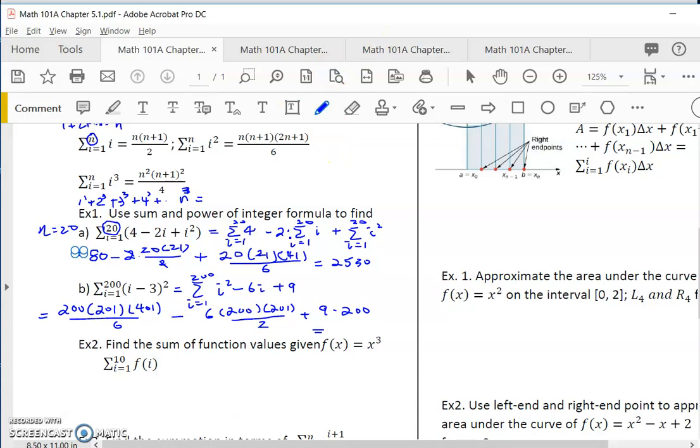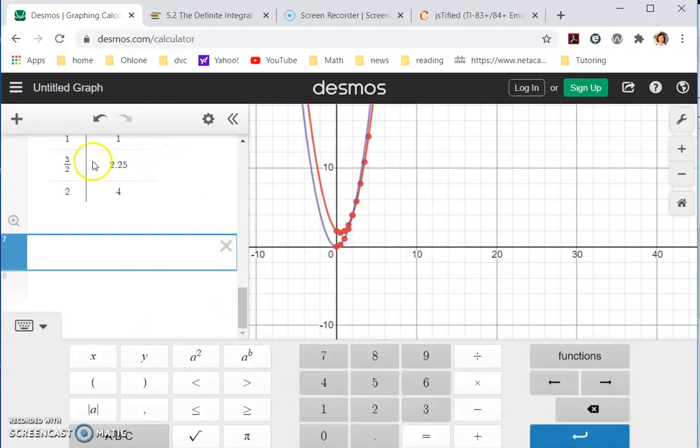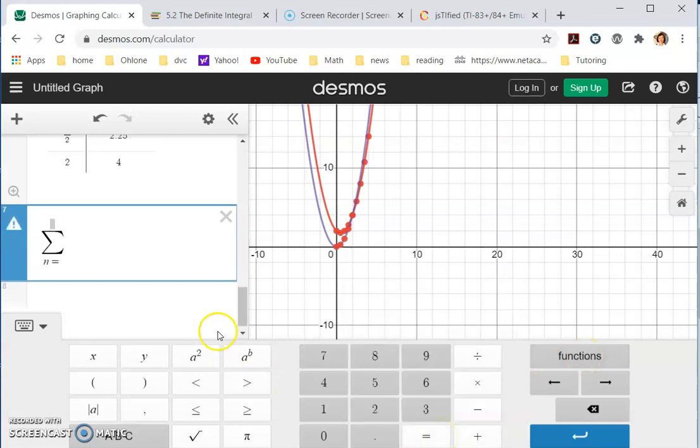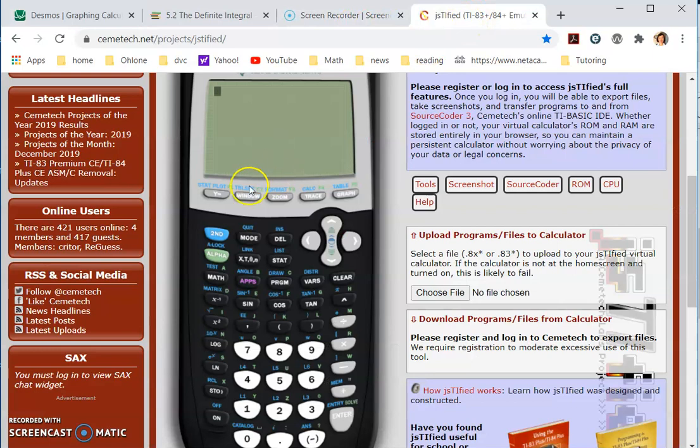So I will go to Desmos. Okay, so Desmos has a function, and at the bottom there's a sigma notation from 1. So all those formulas must start from 1, to 200. What do we have? i minus 3, right? This index they use n, I'm going to change it to i. i minus 3 squared. You get the number right away. It's 2567900.